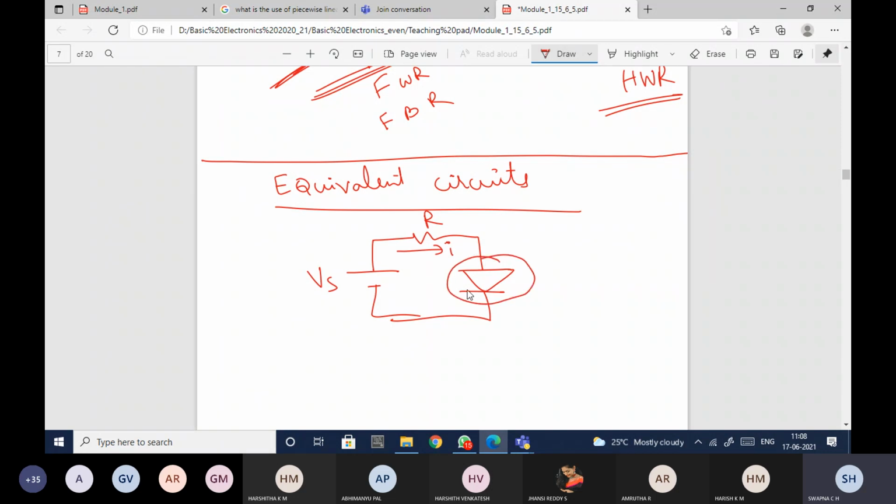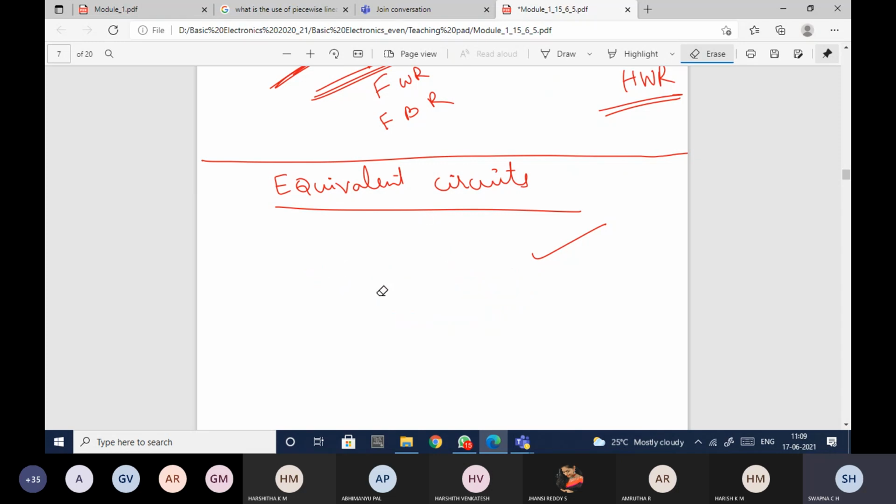So this diode should be replaced with something so that I'll be able to find out the current. Either this should be replaced with the voltage source, resistor, capacitor, whatever you want to replace, you can replace. So with what I need to replace this so that I'll be able to find current through it. In order to get all this, we are trying to learn the DC equivalent circuits. The first one in this equivalent circuit is ideal diode.